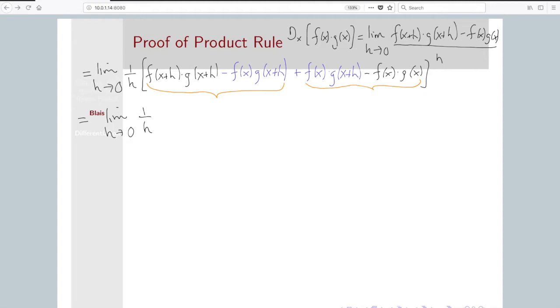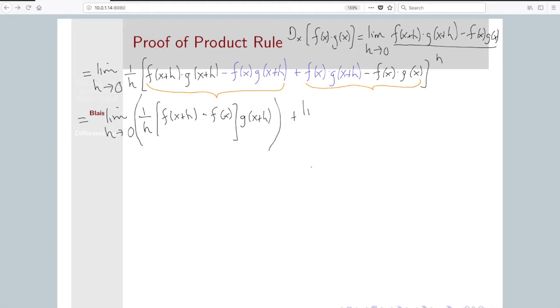And notice that we can also do some factoring. Maybe we can see the factoring now. See it in this first pair here. We have a g of x plus h common to both terms. So we can factor that out here on the right. So we have this whole limit expression.